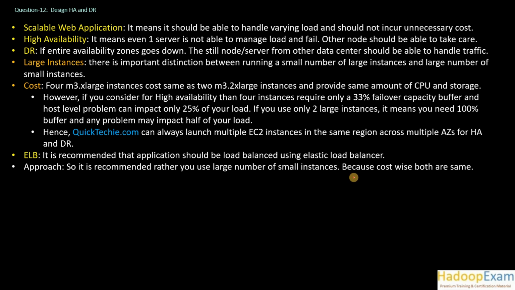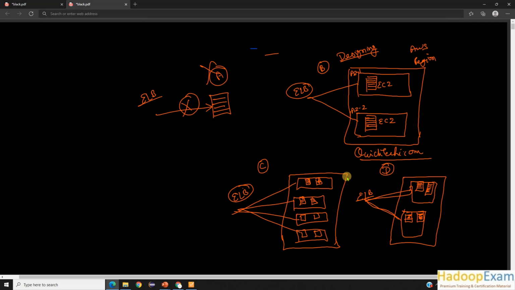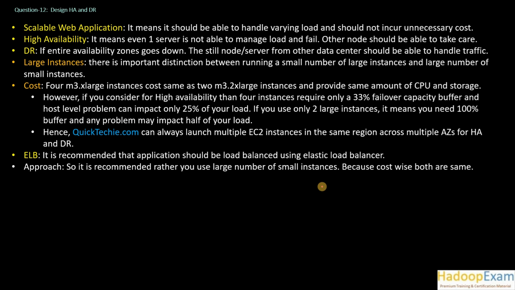Now, high availability means that even if one server is not available to manage the load, the other nodes should be able to take care of it. So suppose this one is not able to take care, then it should be. Here, if one node is down, it is still manageable. Here, one node down is still manageable. So all three are correct with this.